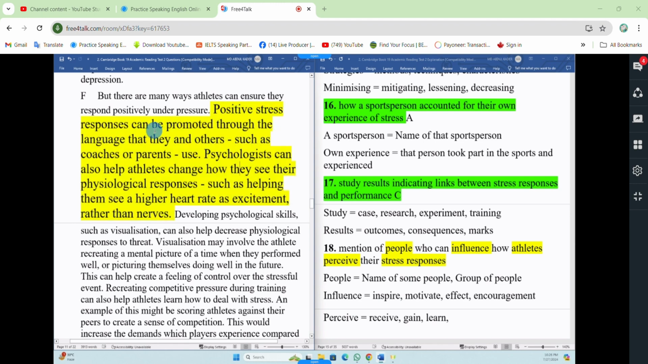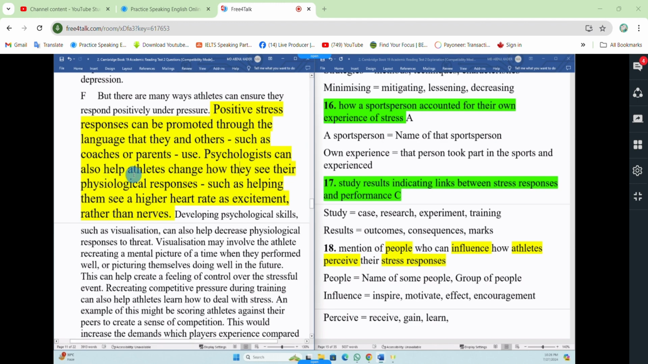Positive stress responses can be promoted through the language that they and others use. Others means coaches and parents. So what kind of words or languages do coaches and parents use? Coaches and parents always say that's okay, you should go this way, you should maintain this way, you should do this way, that way. So these are motivating words.